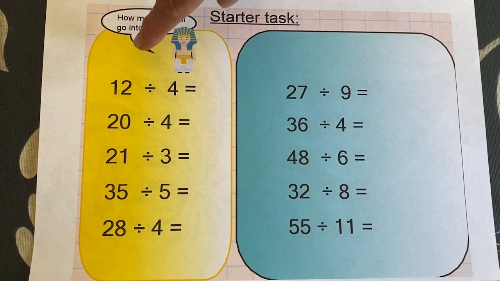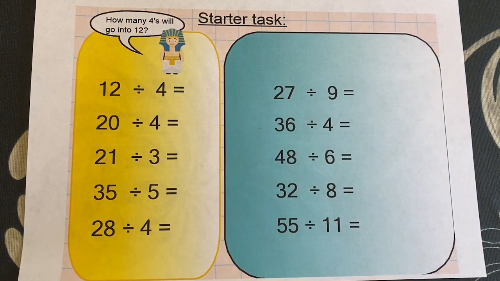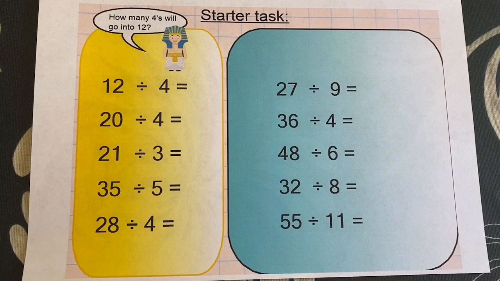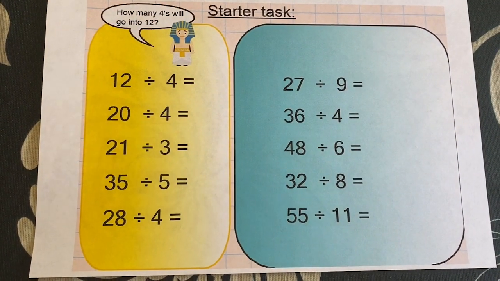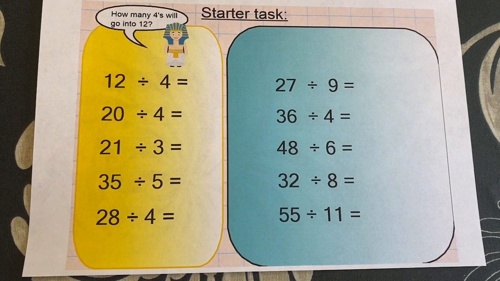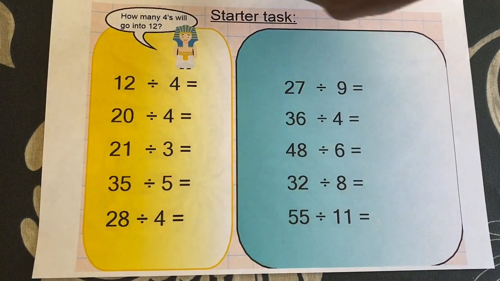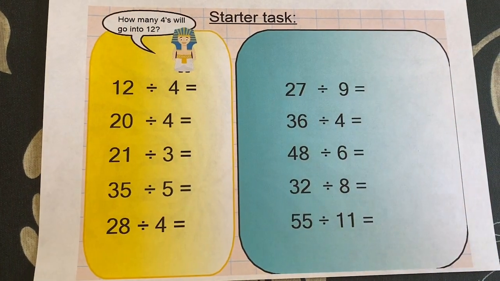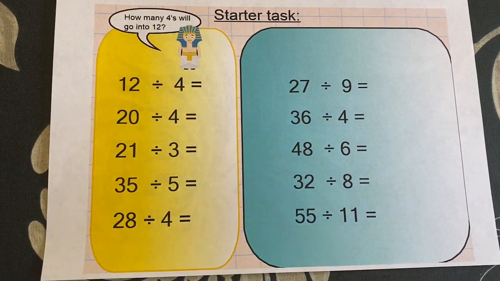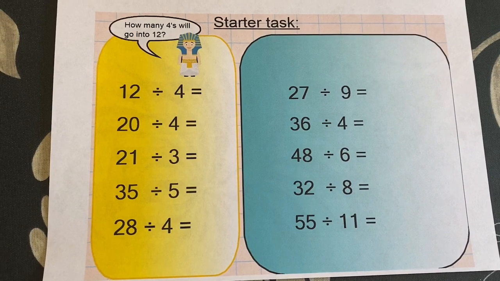When we look at this calculation, 12 divided by 4, we can use our understanding of counting in multiples to say, well, how many 4s will go into 12? If you're struggling to remember how to do division, you can think about that little clue here. So for this one, how many 9s will go into 27? I'll give you a moment to pause the video and have a go at that in your books.